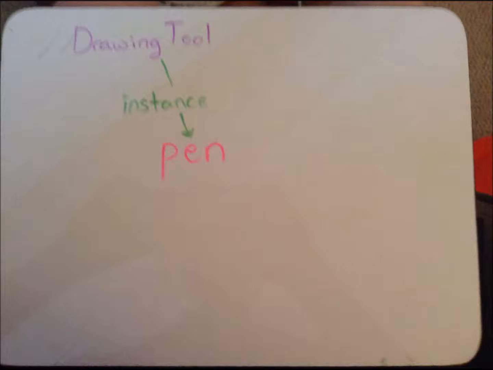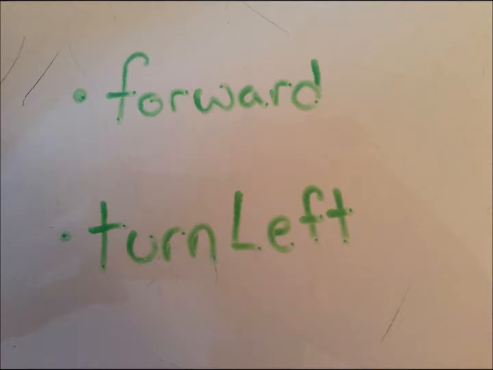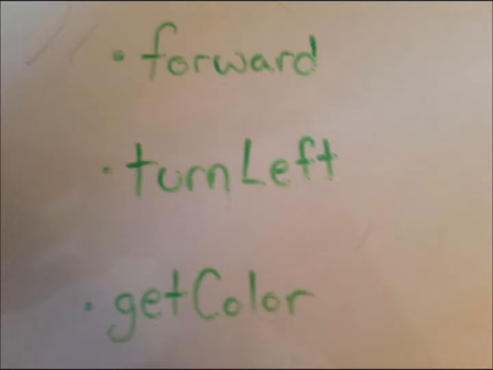Okay, so suppose I take the drawing tool class and create the object pen. In OOP terminology, the object pen is an instance of the drawing tool class. An object can only be an instance of one class. Some of the behaviors that the drawing tool class provides are forward, turn left, and get color.